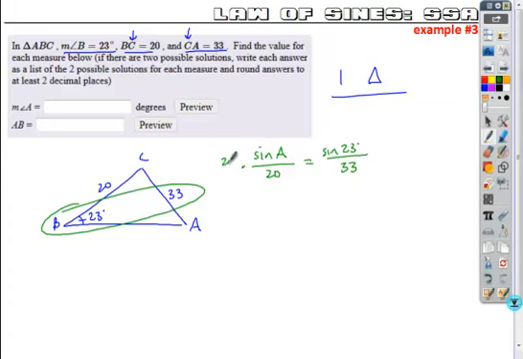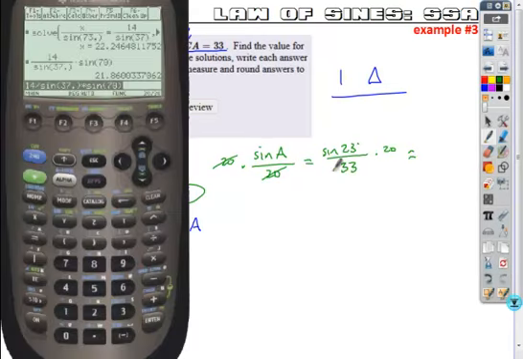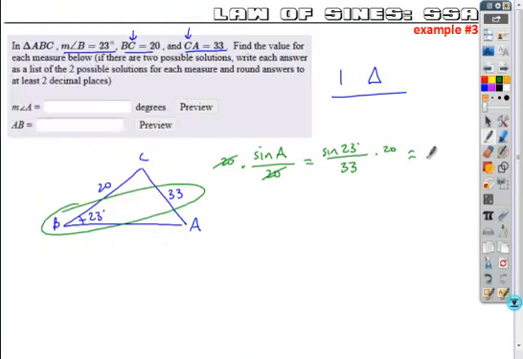Here I'm going to multiply both sides by 20. That gets my unknown, my variable, alone on one side. And I can go ahead and calculate the sine of A is equal to sine of 23, I'll put a decimal in there, divided by 33 times 20. So I get my ratio, 0.2368. So I have the sine of A is equal to 0.2368.